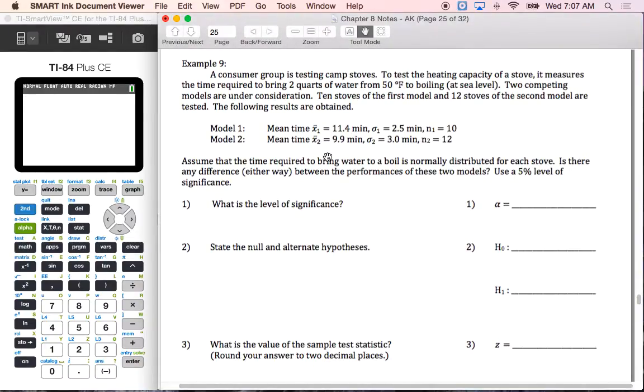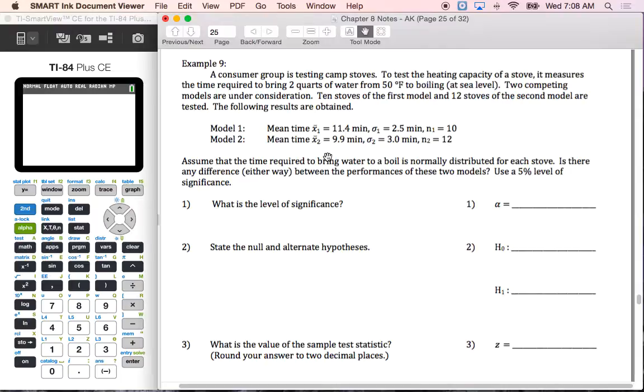So for example 9, a consumer group is testing camp stoves. To test the heating capacity of a stove, it measures the time required to bring 2 quarts of water from 50 degrees Fahrenheit to boiling. 2 competing models are under consideration. 10 stoves of the first model, 12 stoves of the second model are tested. The following results are obtained. Assume that the time required to bring water to a boil is normally distributed for each stove. Is there a difference between the performances of these two models? Use a 5% level of significance.